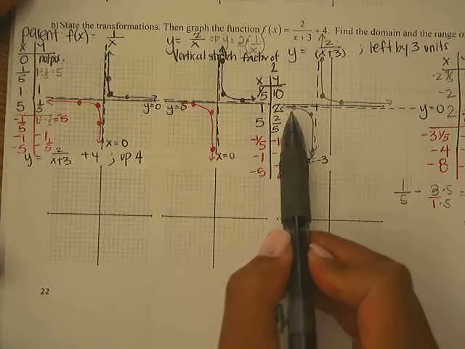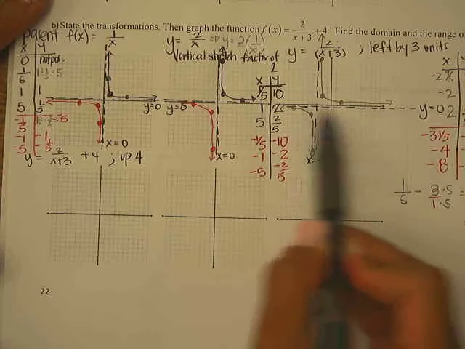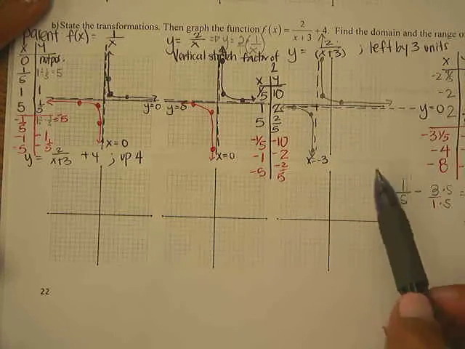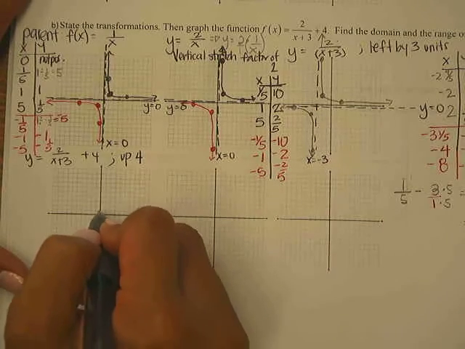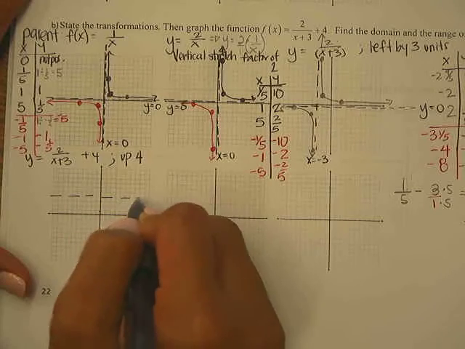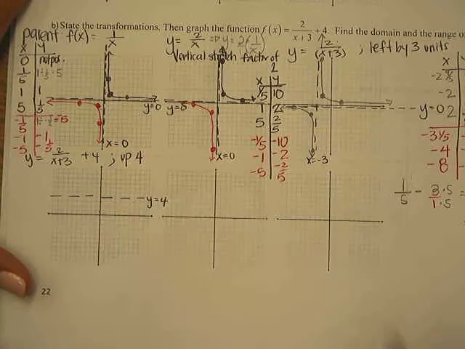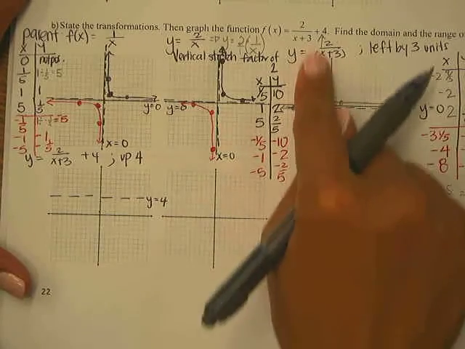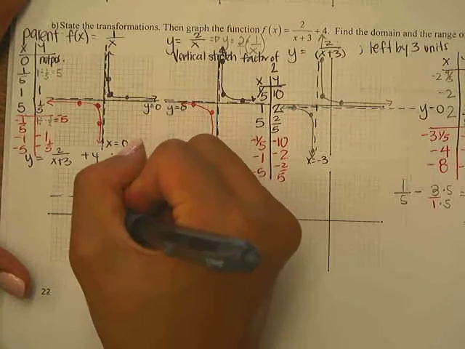So look at this right here. This is my horizontal asymptote at y equals 0. But because I had to move it up by 4, now I should have a horizontal asymptote at 4. So 1, 2, 3, 4. Draw a line. y equals 4. And because I'm not changing my x, I still have a vertical asymptote at negative 3. 1, 2, 3.